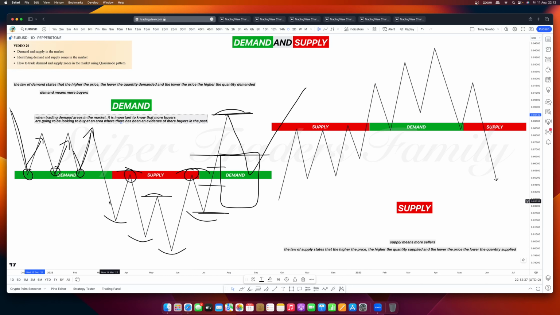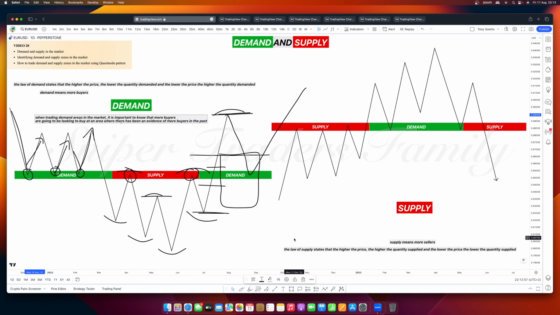And now when I say using Quasimodo pattern, it is just simply this. This is Quasimodo pattern here. Looking at the previous demand area and then projecting it to the future, then buying from there. That's Quasimodo pattern. So now let's come to supply in this area.